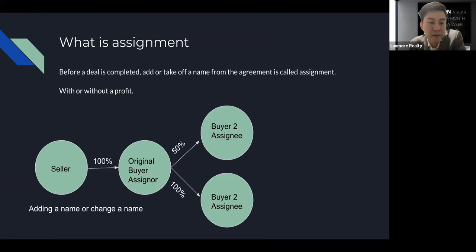So here's a graph, right? The seller owns 100% and the seller sells to the buyer. So now the buyer owns 100% of the contract. If they were adding a name to the contract, it means the original buyer assigns 50% of the contract to buyer 2. If they want to change a name on the contract, it means the original buyer assigns 100% of the contract to buyer 2. Buyer 2 is the assignee, and the original buyer is called the assignor.